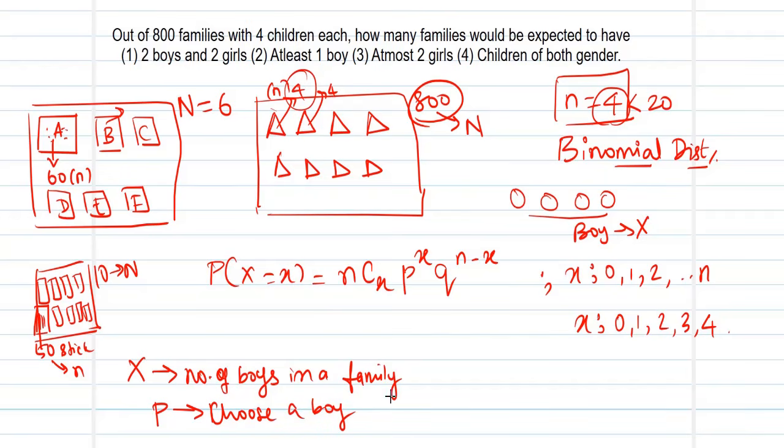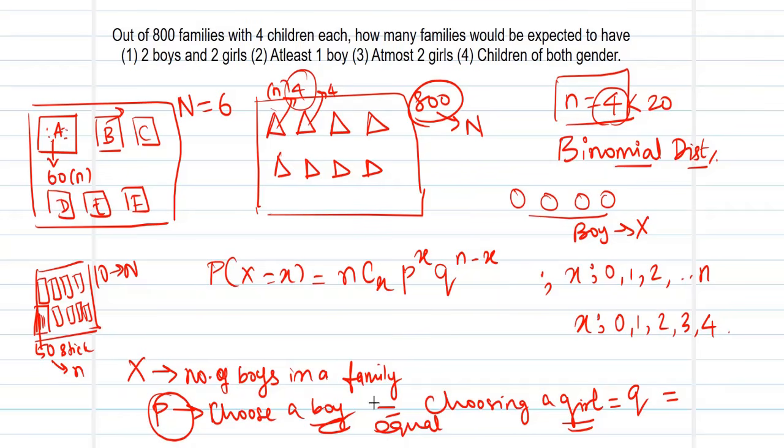The birth of a boy as well as a girl is going to be the same, and so without loss of generality we assume that choosing a boy is the same as choosing a girl, in which case p is the same as q. When you give equal chances to both a boy and a girl, this probability is equal to half. So now our data are all fixed.